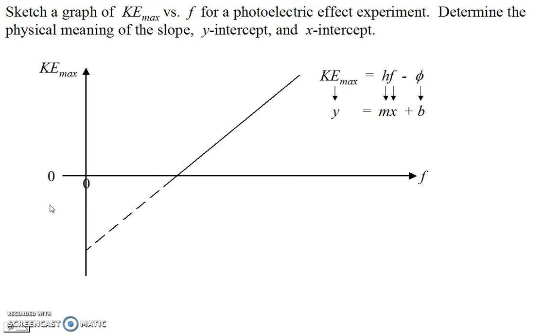Okay, let's talk about the different facets of the graph. And so first about the slope. I mean, here's the y, this is the x. What's the slope? Obviously the slope is h. It's Planck's constant. Simple, which makes perfect sense because we have a straight line. You should expect a constant slope, of course, right?